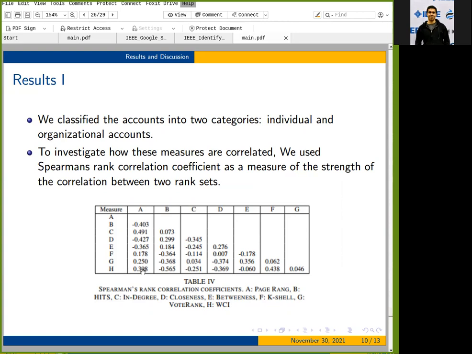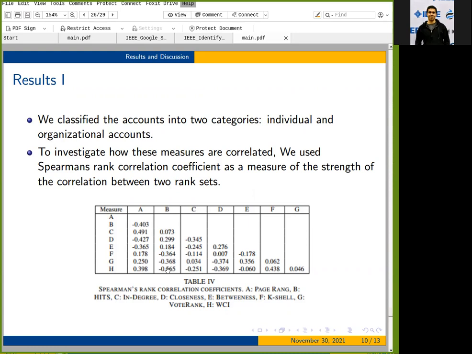Also, A and H have a positive correlation. A and G have a positive correlation, and so on. The negative correlation means these two metrics find different accounts in the top 20. For example, I think K-shell, WCI, and B here is the HITS algorithm, are finding different accounts in the top 20 because the algorithms work with different metrics or different heuristics.